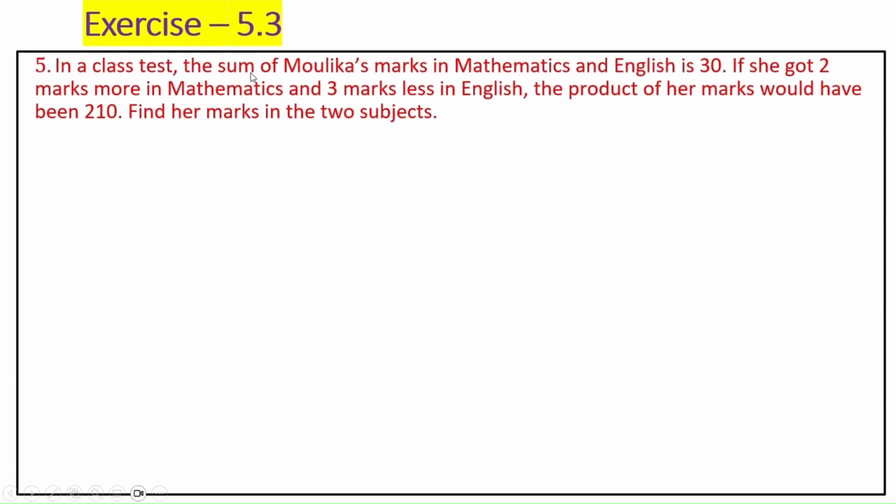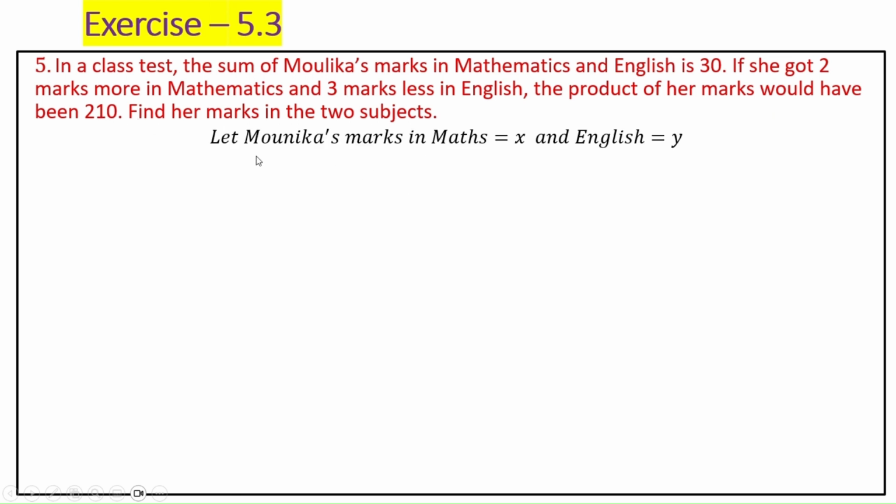In a class test, the sum of Moulika's marks in mathematics and English is 30. If she got 2 marks more in mathematics and 3 marks less in English, the product of their marks would have been 210. Find her marks in 2 subjects.